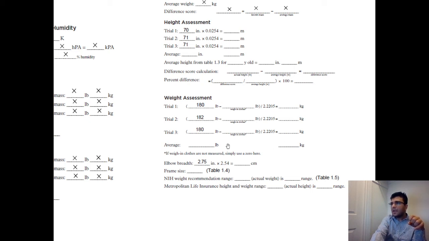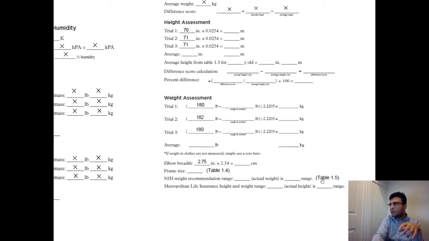Now, you want to get the elbow breadth ideally from yourself, but I just made up another data point. Convert it into centimeters, and then using table 1.4, get your frame size. This table provides the small, medium, and large frame size depending upon the elbow breadth. So you'll get the elbow breadth here, and just use the table to get the frame size.